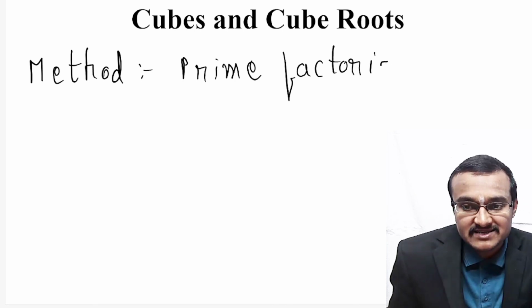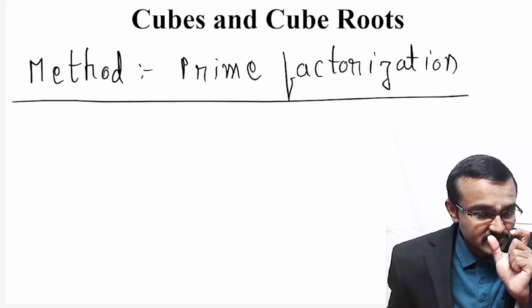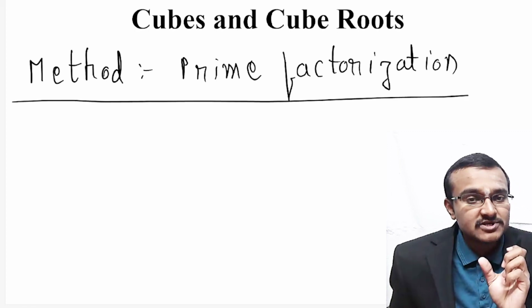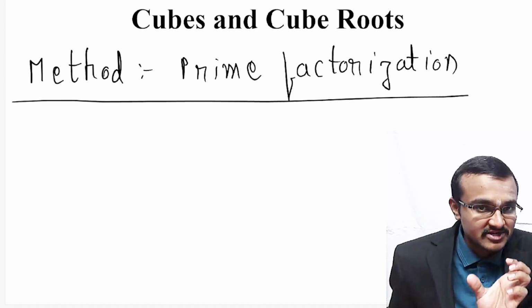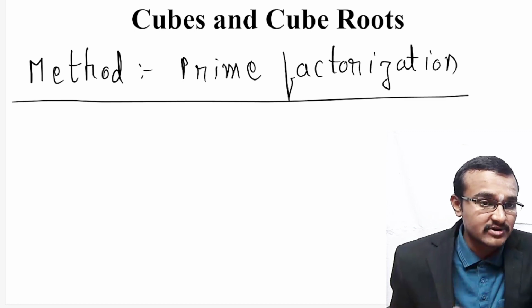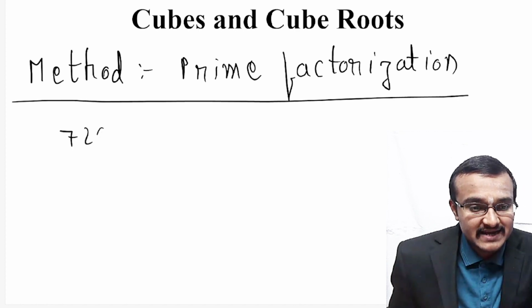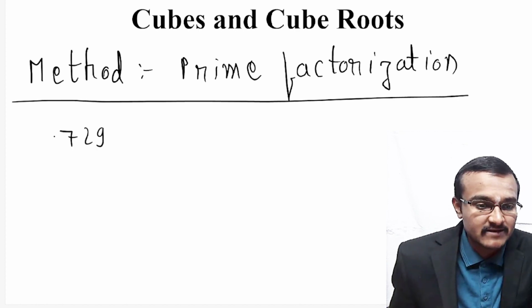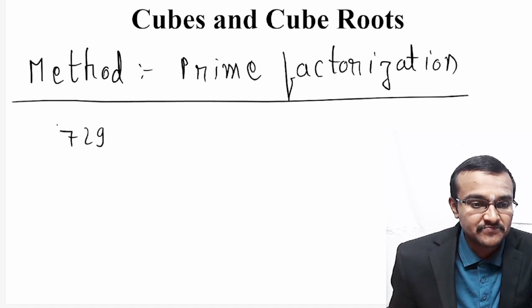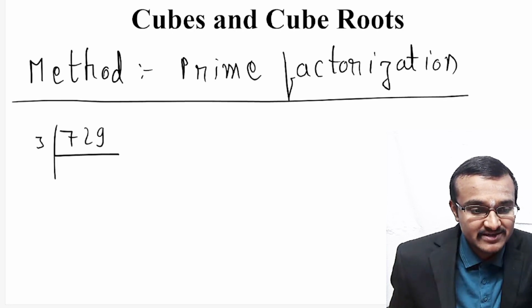So what is the prime factorization method? If a number is given to you and you want to find its cube root, you should go on doing prime factorization with that number. You should take prime numbers and keep doing the prime factorization. So let me take 729. 729 is a perfect cube number. Now I will do prime factorization of this 729. Let me see whether this 729 will go with 3 or not.